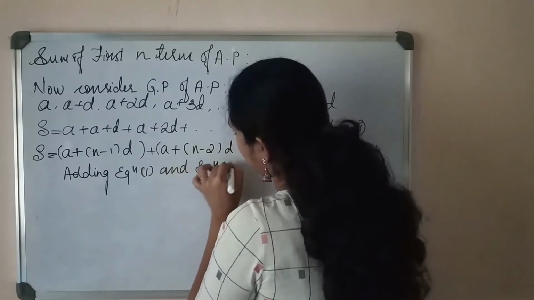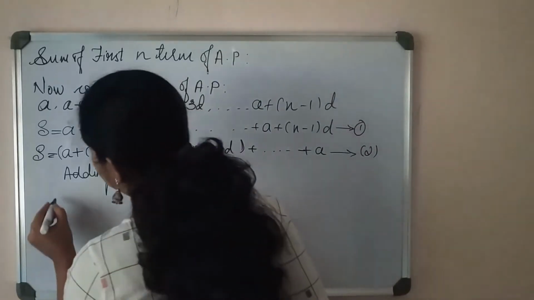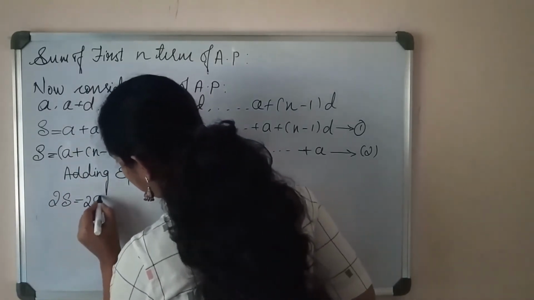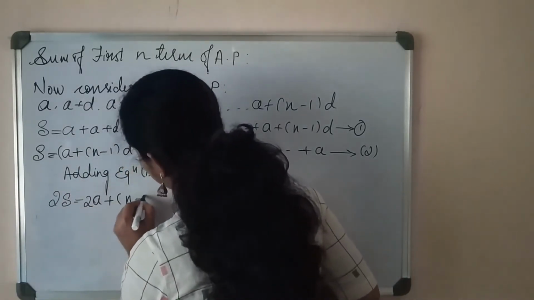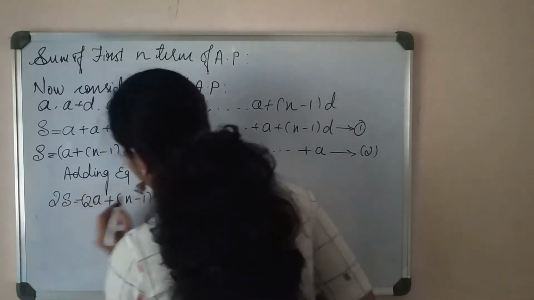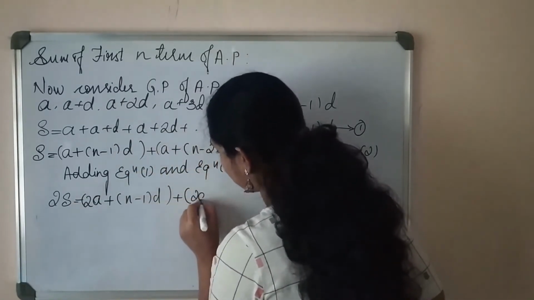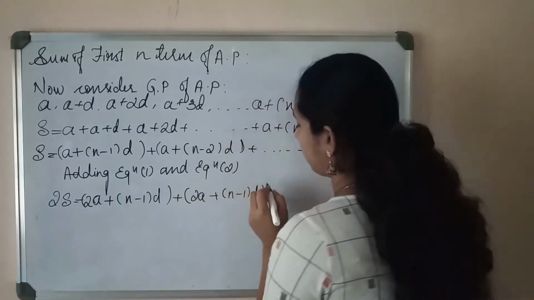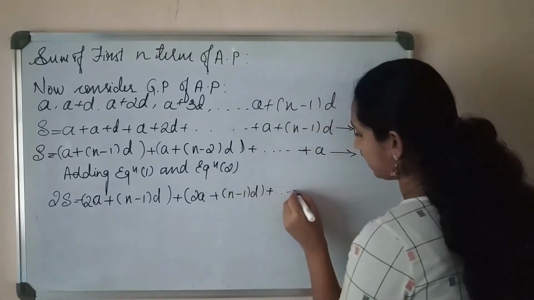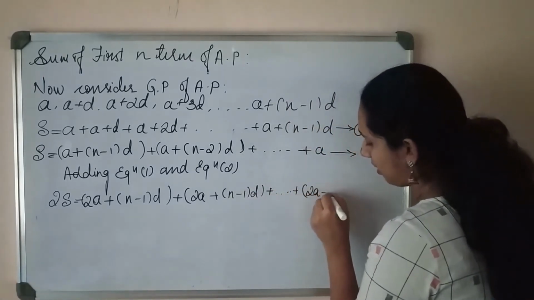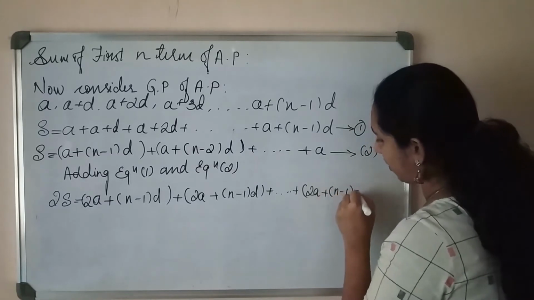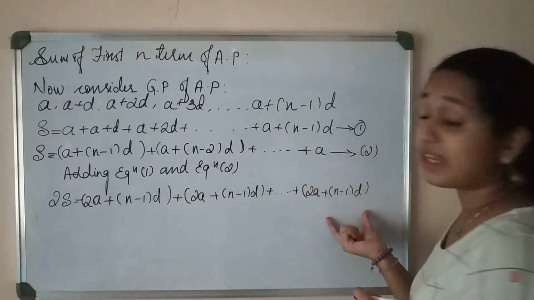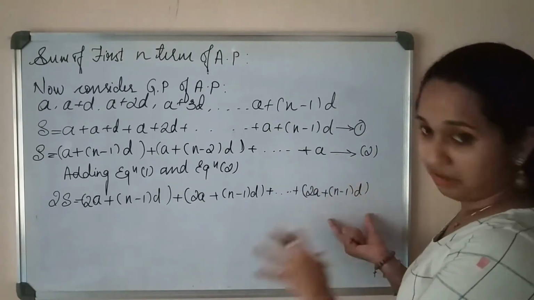Okay, I'll be adding equation 1 and 2. From that, I'll get 2S equals 2a plus n minus 1 into d, plus 2a plus n minus 1 into d, and so on. I'll get 2a plus n minus 1 into d. Okay, this expression I'll get n number of times.